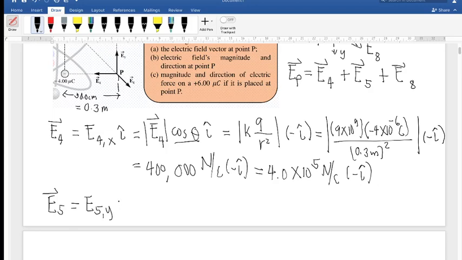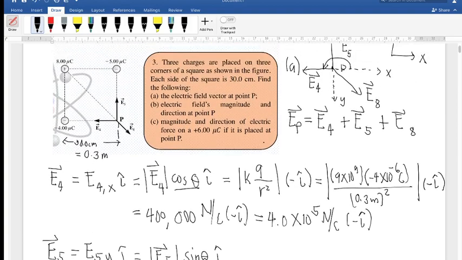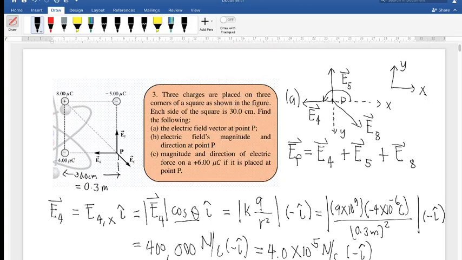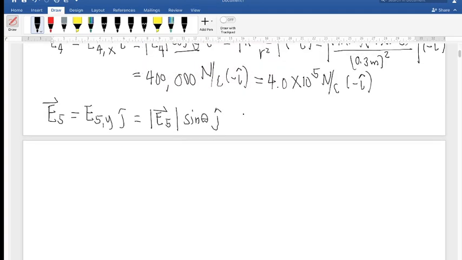Tapos meron tayong j hat. Okay. So next, we can rewrite E5y in terms of sine theta. So we have here the electric field produced at point P, the magnitude, tapos sine theta. Then we have here j hat. So ano yung theta ng E5 mo? So we have to start from the positive x-axis, tapos pointing to the E5. Okay, so that is 90 degrees. So sine of 90 is equal to 1.